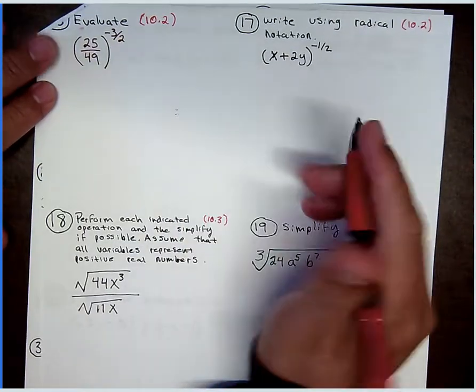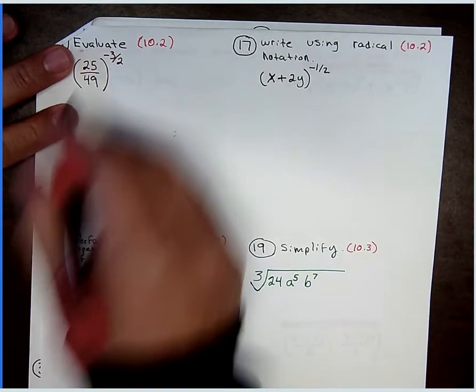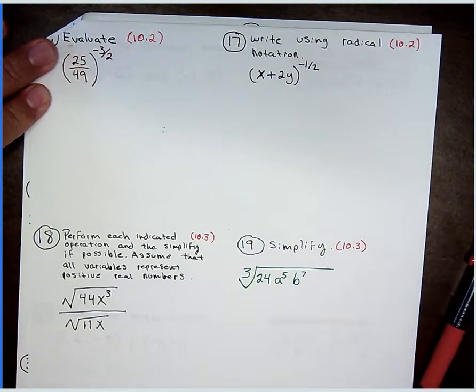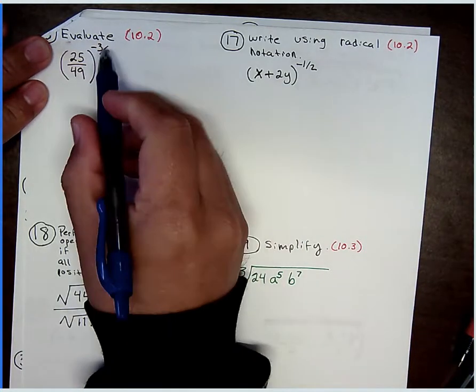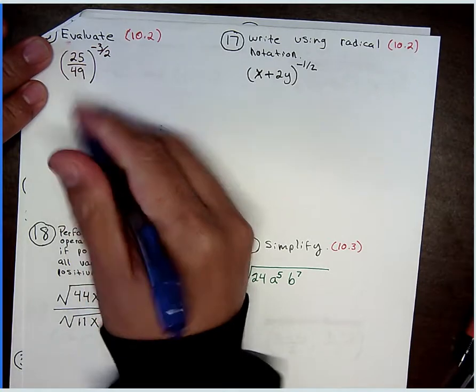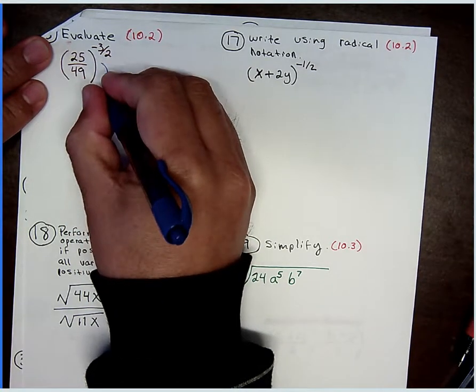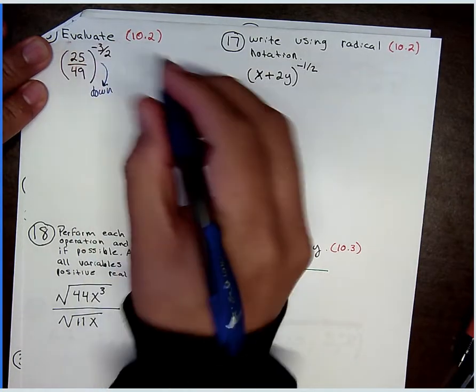So these are the 10.2 and 10.3 sections. This one says evaluate, and trust your instincts, guys. When you see that negative, remember we can't have negative exponents, so you're gonna bring the whole thing down. This is the first thing you need to recognize right away.